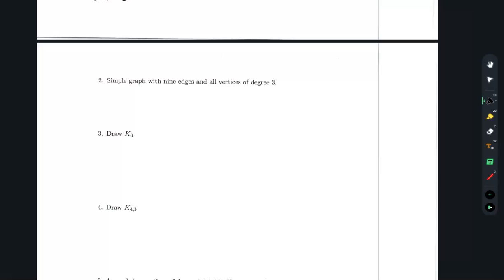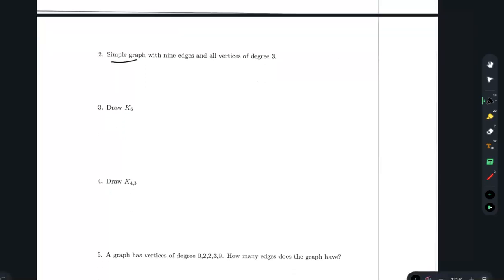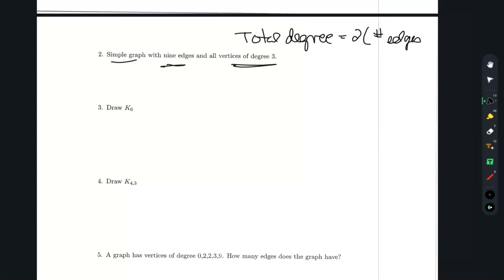All right, so let's look at this one. I've got a simple graph, again no parallel edges or loops. They say all the vertices have degree 3 and there are 9 edges. The total degree of a graph is always equal to 2 times the number of edges. So 2 times 9 gives me 18 as the total degree of the graph.